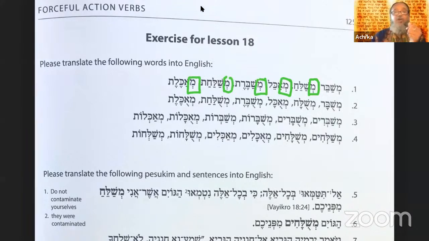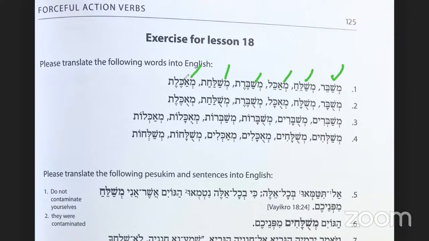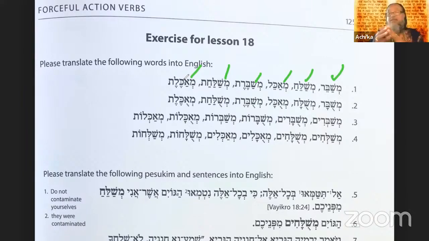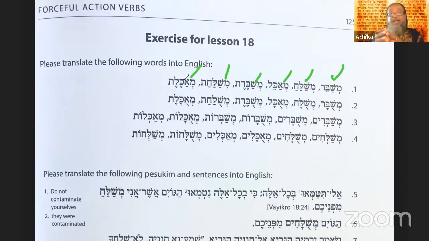Just by looking at row number 1, out of all the ones they have there, give me the sound for everything on this row. Is it an active sound or a passive sound? Active. So how do you say that? Active is mum, mum, mum, mum. So it'd be Akil, or it'd be Shabar, or it'd be Shalak. Okay.